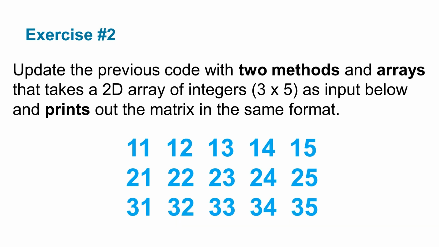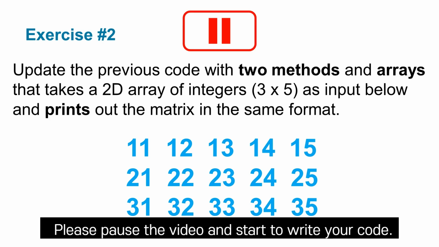Exercise number 2. Update the previous code with two methods and arrays that takes a 2D array of integers 3x5, as input below, and prints out the matrix in the same format. Please pause the video and start to write your code.